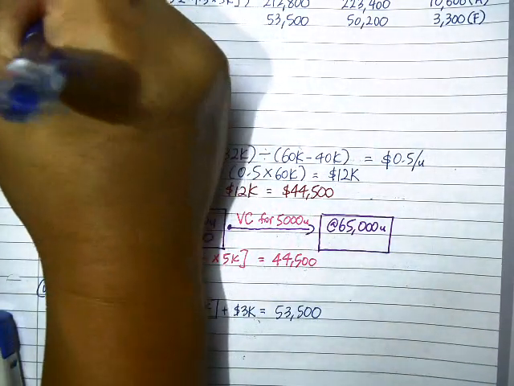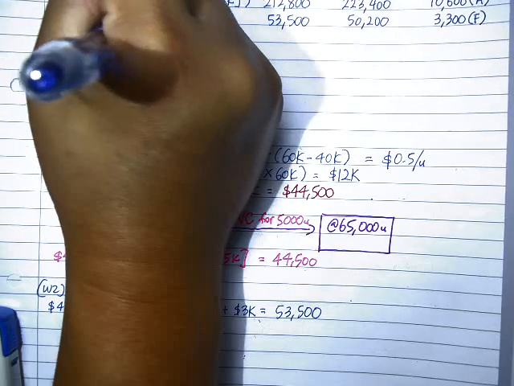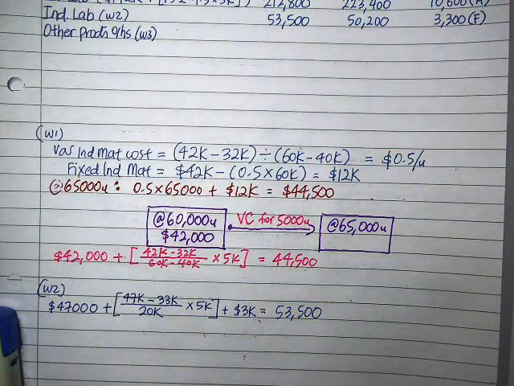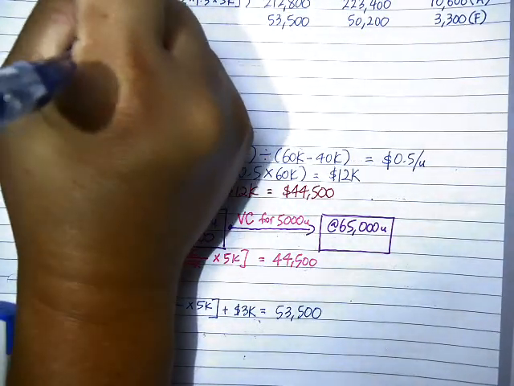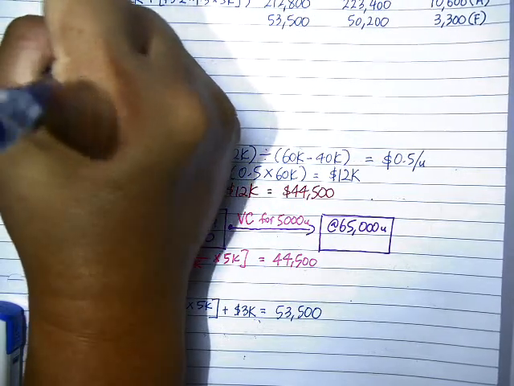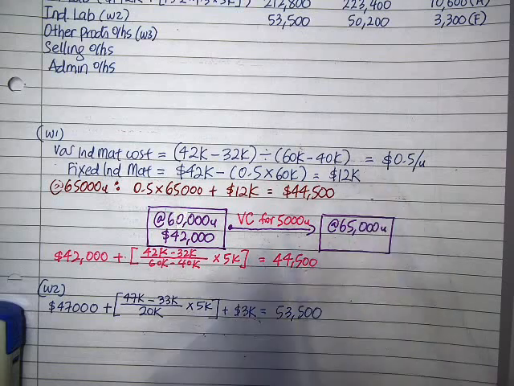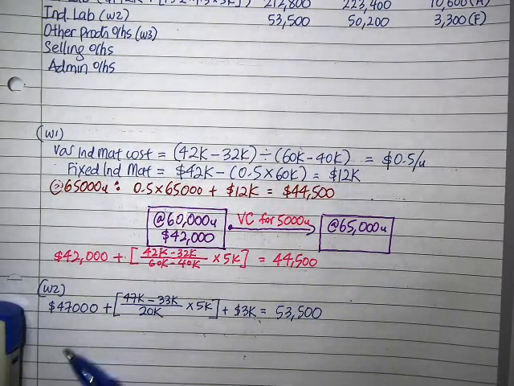Okay, now 3 more figures. Other production overhead, working 3. Selling overhead. Admin overhead. Now you know the steps on how you get the figure, so you do one more for me. Just other production overhead. How much should the amount be? Okay, you can get this in less than a minute. Just try that for me.